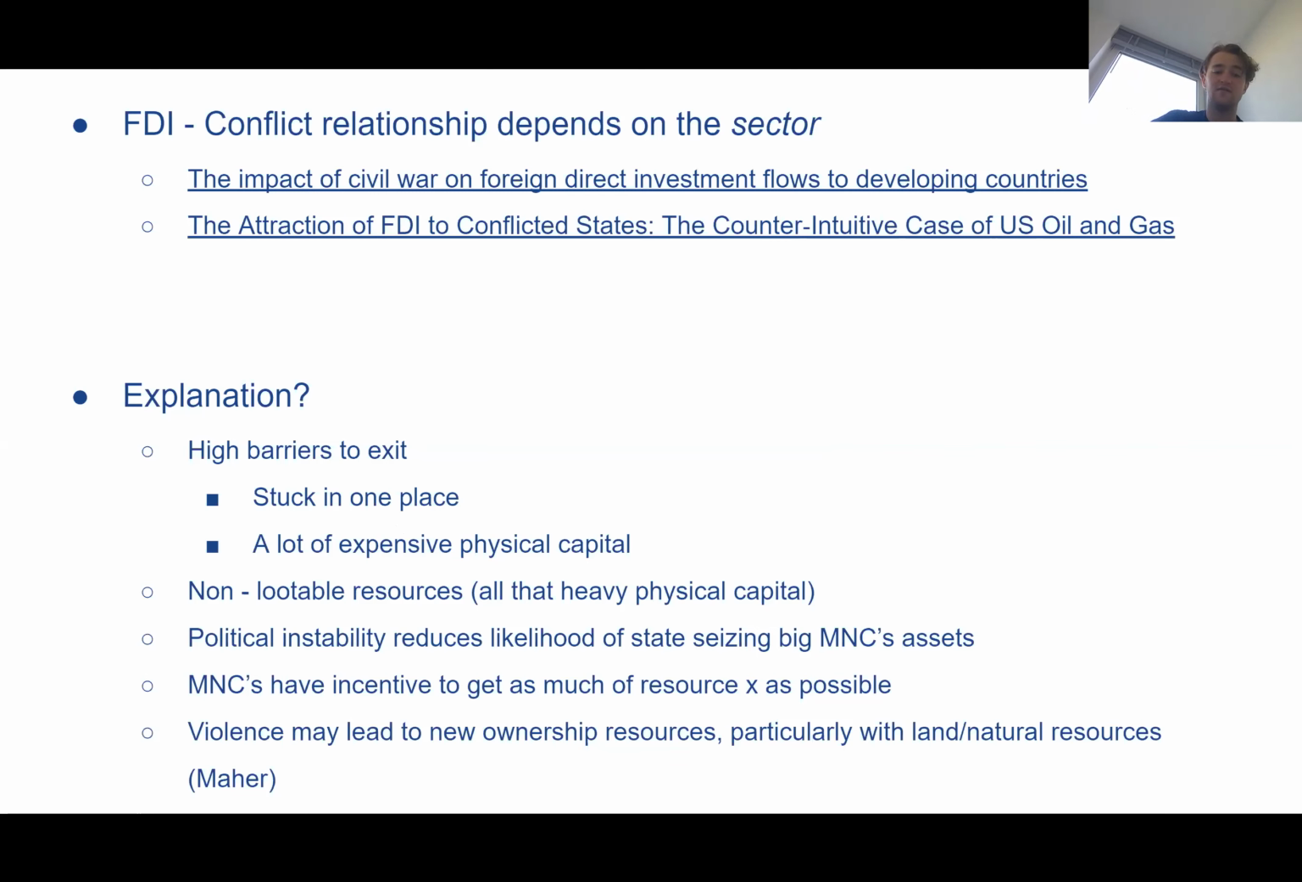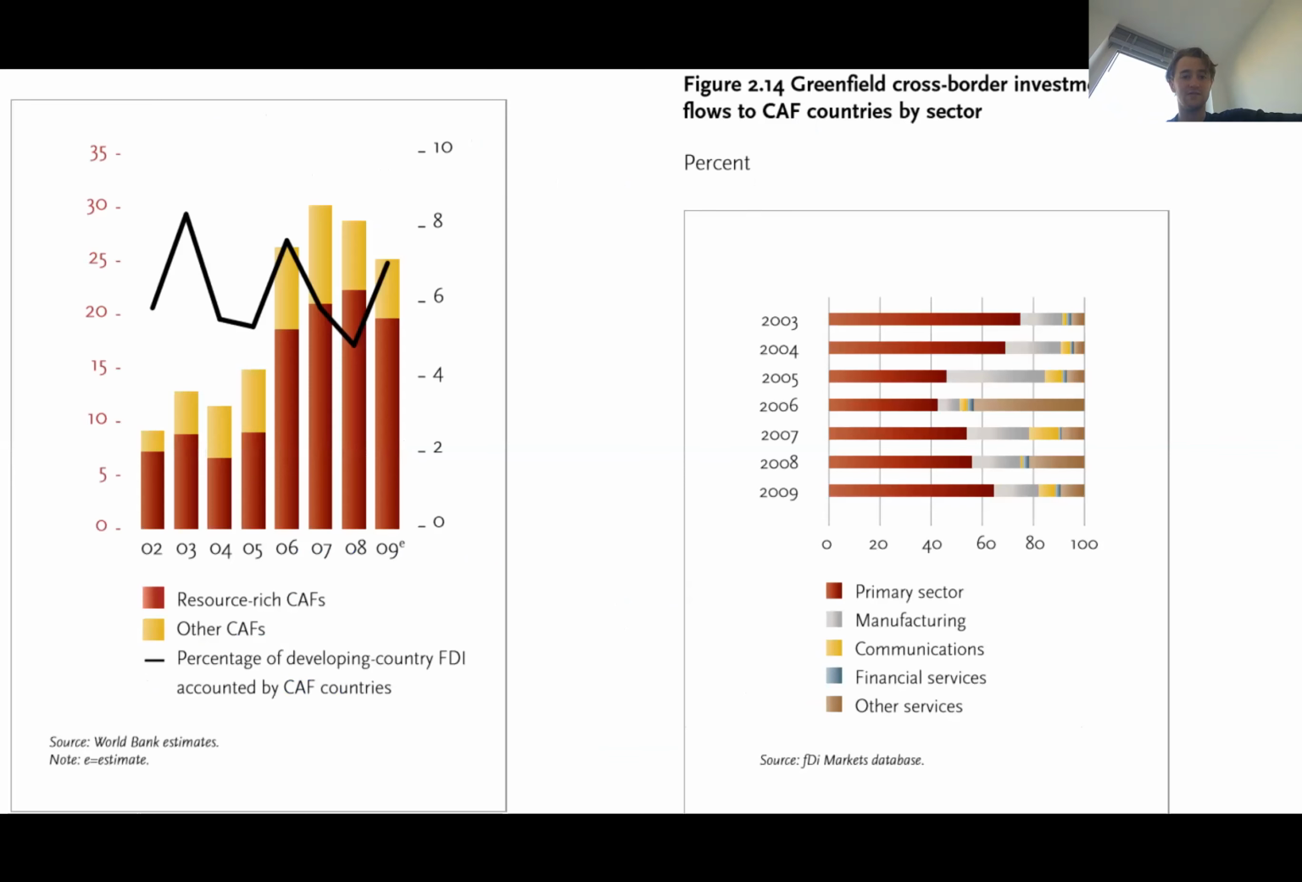And finally, violence may lead to new ownership of resources, particularly with land or natural resources, as existing owners are displaced, or the chaos brings about an opportunity. This is a big idea with the war economies topic: chaos and violence are as much an opportunity as anything else.